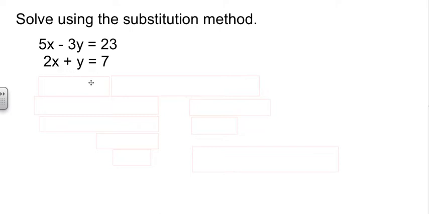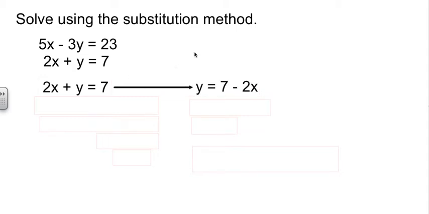So I'm going to take this equation and subtract the 2x over. So I find out that y is equal to 7 minus 2x. Now, I've got a value for y. It's this expression, 7 minus 2x. So I'm going to take that and substitute it into the top equation. So I'm going to take y out of here and put 7 minus 2x in its place. That's what substitution is. You plug that in.